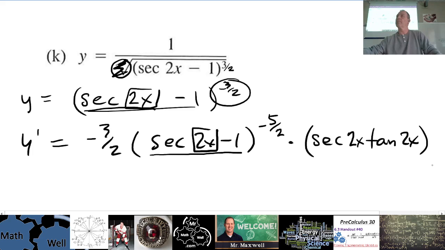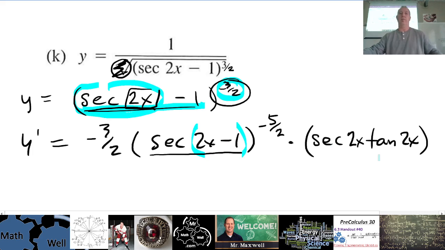Say again? Why do we take the derivative of 2x? Chain rule. So this is the second level. Here's the first level, and there's the second level, which is really what we focus on, because the minus 1 is a constant. It's outside of the secant, so it's not secant of 2x minus 1. No, it's not brackets like this. That's a tricky part there. But we do have this outside level. Now we have the 2x that we have to multiply by, so times 2.